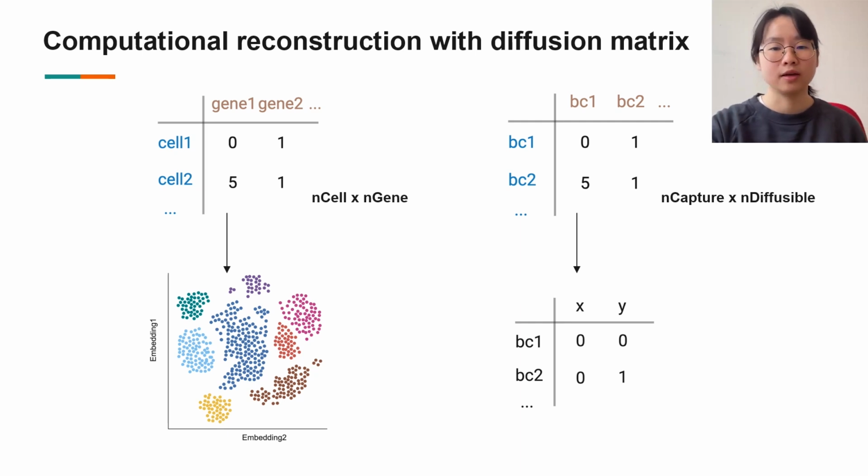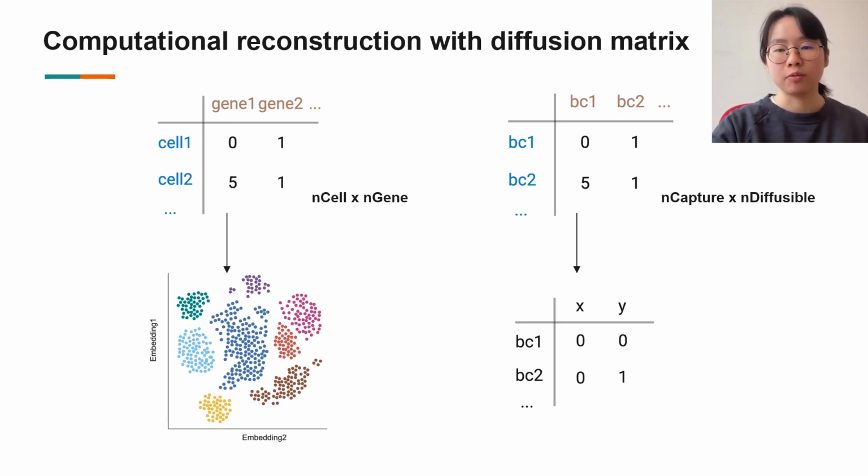When we look at the high-dimensional diffusion matrix, we find it quite similar to single-cell data, which is a cell by gene matrix. In single-cell analysis, we often use dimensionality reduction to visualize the single-cell data in 2D embedding. In this process, cells with similar gene expression profile are still in proximity in the 2D embedding, and they can be clustered together as the same cell type.